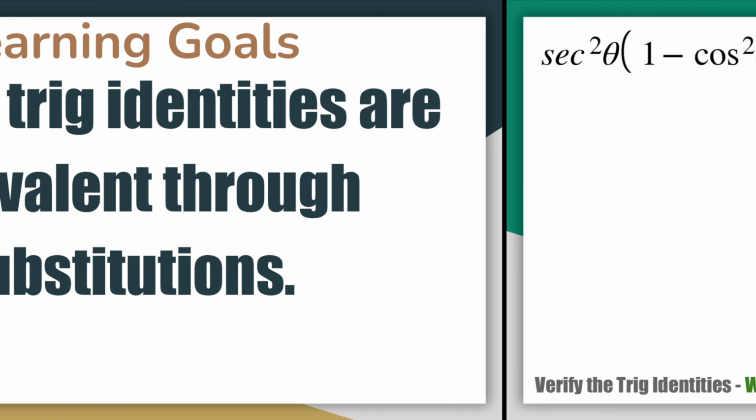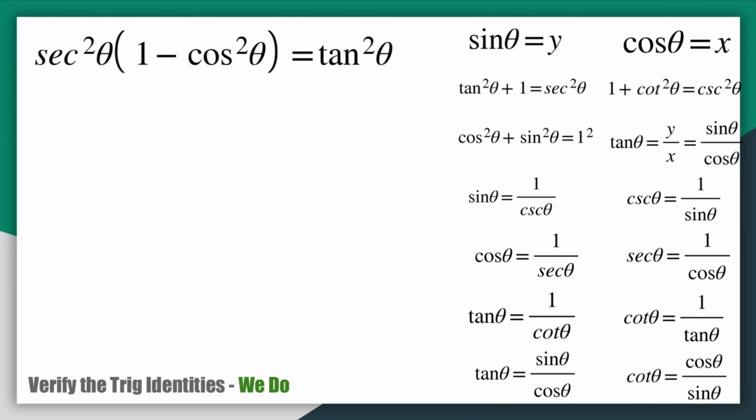those types of problems. Now, this first one here, we want to verify that the left side is equal to tan squared theta. Now, a good way of trying to solve these problems is to look at each one and think about what you could write it as.